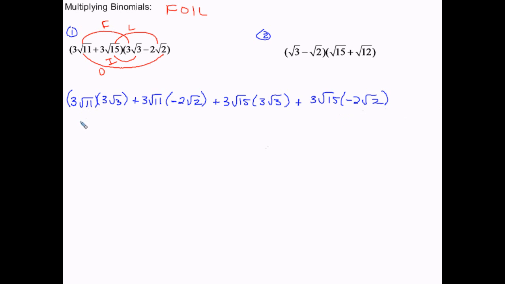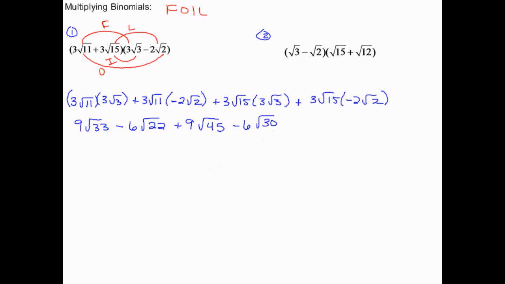Multiply those out, and I get 9 times the square root of 33 minus 3 times negative 2 gives me a negative 6 times the square root of 22. And then 3 times 3 is 9 times the square root of 45. And then minus 6 times the square root of 30.